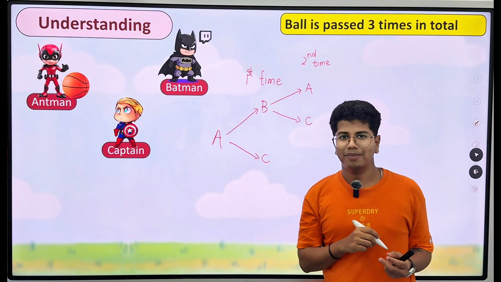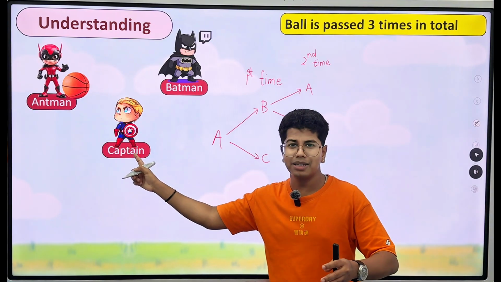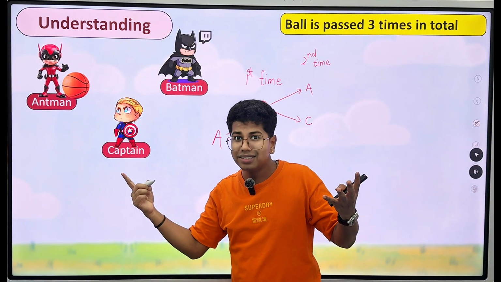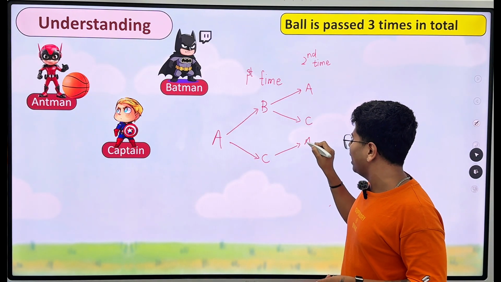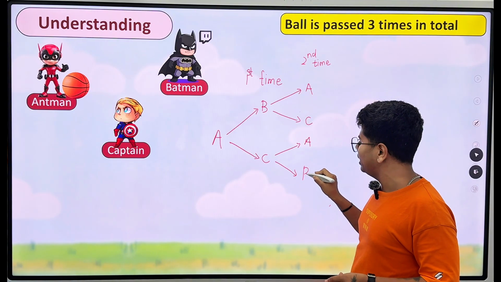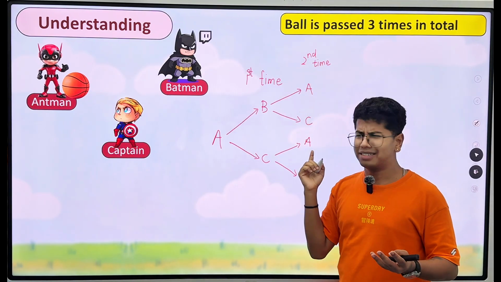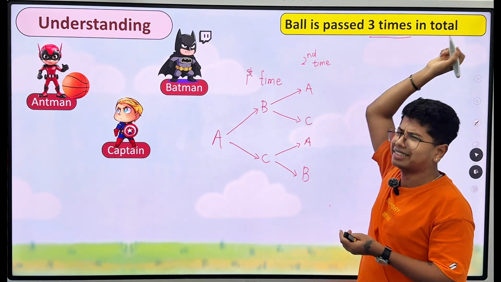Now this is just for Batman. How about Captain? Now Captain has the ball. Captain can pass to Ant-Man again. And what else? Yeah, he can also pass to Batman. So here he can pass to A and also he can pass to B. So this is just the second time. Does that mean this is my answer? Of course not. The question is asking us for the third time.